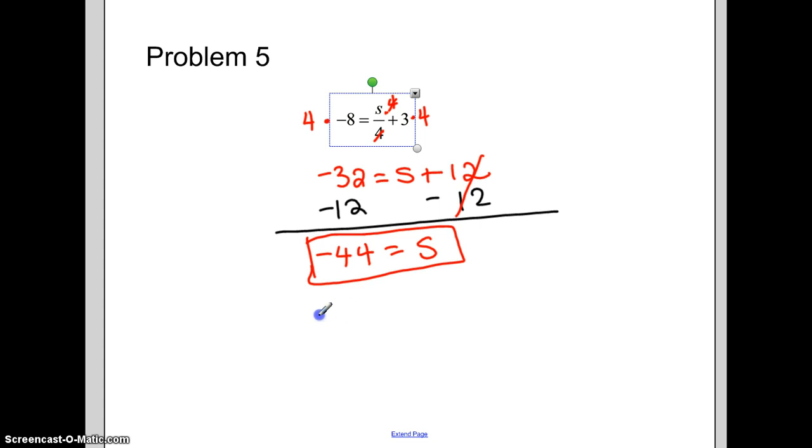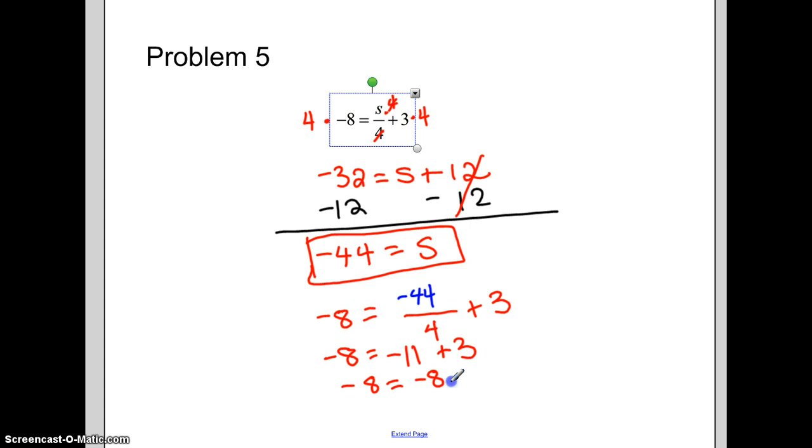Let's check it. Negative 8 equals, replace the s with negative 44. Negative 44 over 4 is negative 11. And then negative 11 plus 3 is negative 8. So we have done this correctly.